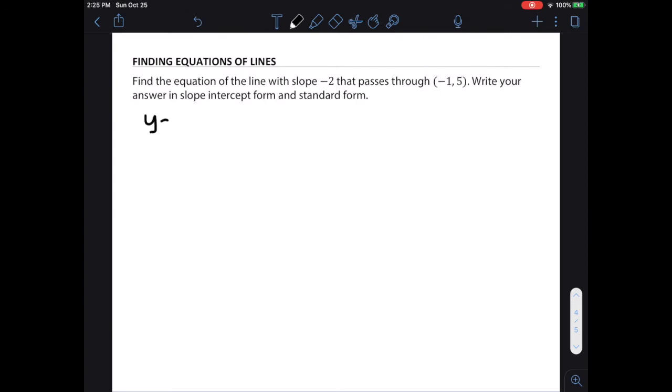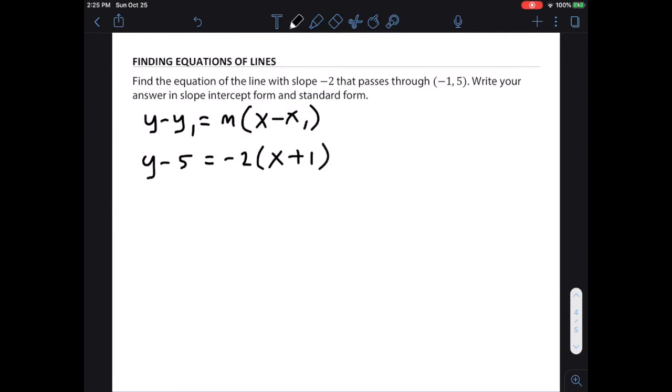So we have y minus y1 equals m times x minus x1. And we have our m is -2, and then our x1, y1 are the -1 and the 5. So I'm going to go ahead and plug those in. So we have y minus 5 equals -2 times x. Now, since it's -1, I'm going to write +1 because we're subtracting a negative. Okay, I'll distribute that -2, so I have y minus 5 equals -2x minus 2.